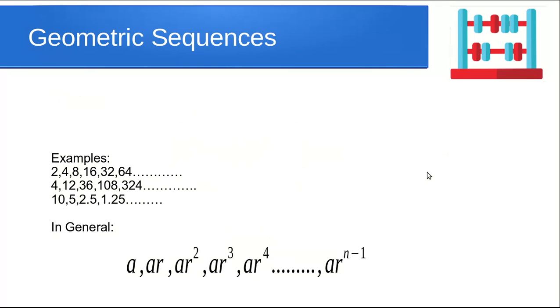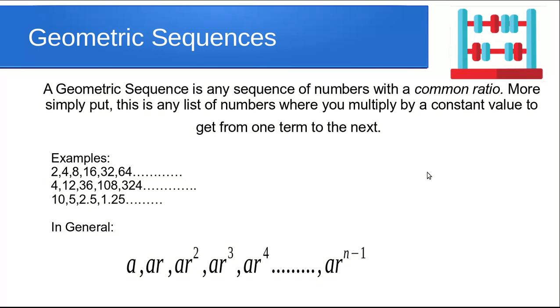Okay, let's move on to geometric sequences. Geometric sequences, I'm sure you'll remember, are sequences of numbers that have a common ratio. In other words, you multiply by the same number each time to get from one term to the next, or divide, because that's the same as multiplying by the fraction. More simply put, it's any numbers where you multiply by a constant value to get from one term to the next. So here are a few examples.